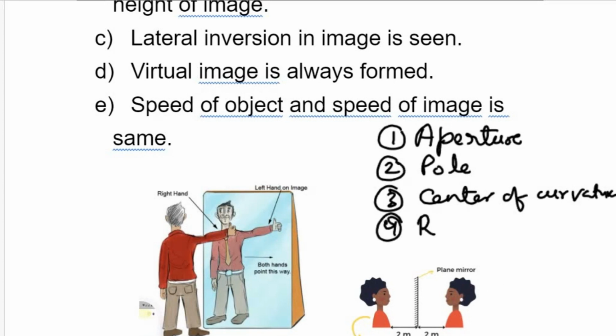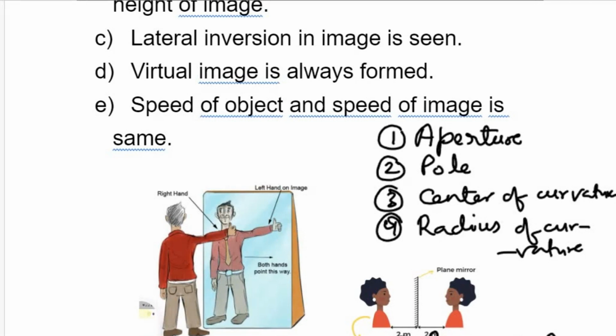What is a radius of curvature? Radius of curvature is the radius of the hollow sphere of which the mirrors are a part, or it is the distance between the center of curvature and pole of the mirror. Then what is principal focus? A definition you should know: principal focus is a point on the principal axis where a parallel beam of light rays after reflection converge to or diverge from. That is called the principal focus.